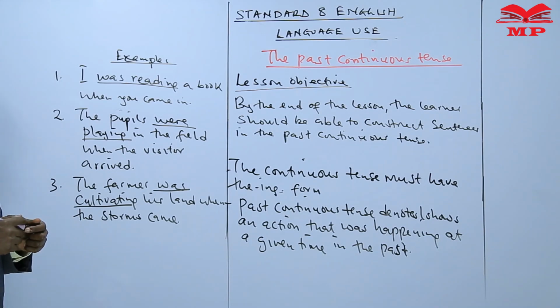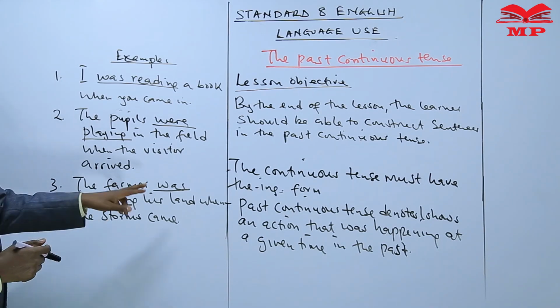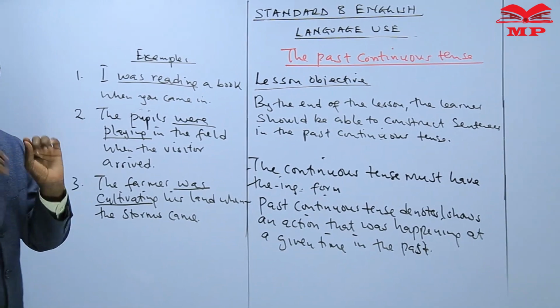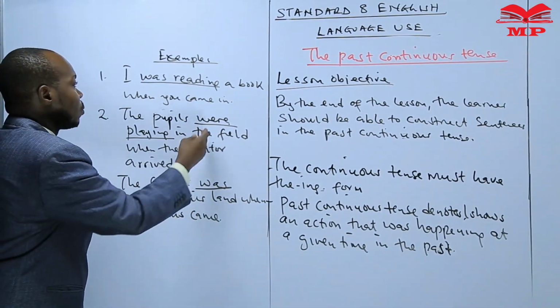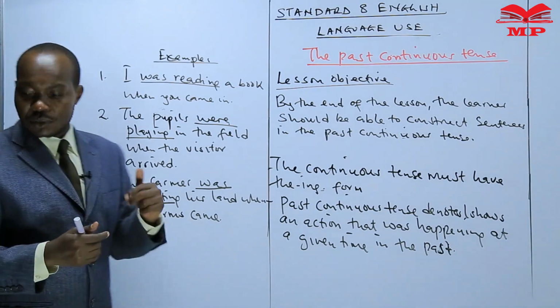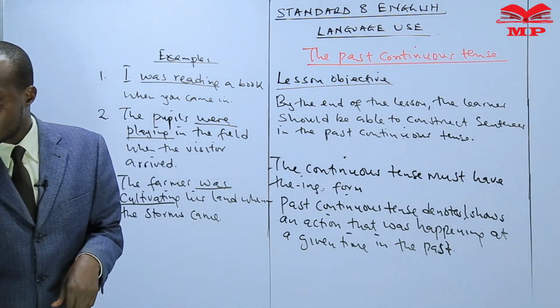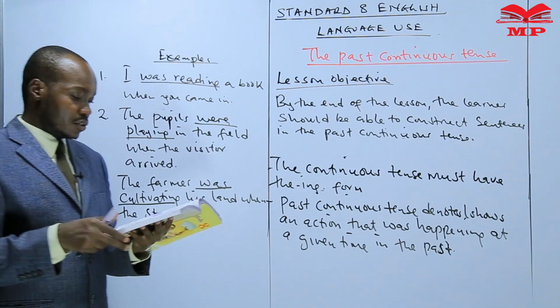So this is the aspect of continuous tense. We must have the ing form of the verb. And we must have a helping verb. Was, were. Right? So let me give you some questions that you can attempt. Okay?